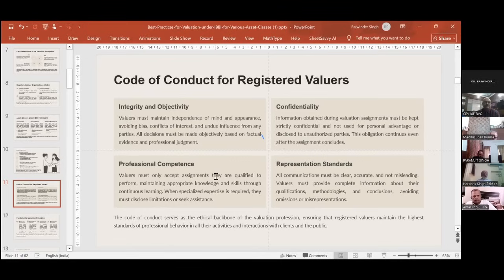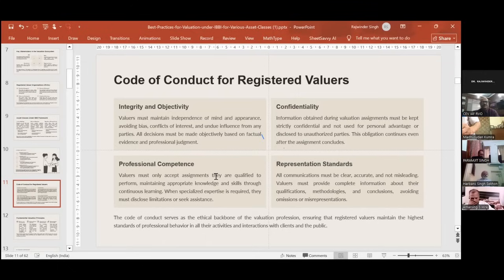And the second thing which the registered valuer must have is confidentiality. So information which you have obtained during your valuation assignment must be kept strictly confidential and not used for personal advantage or disclosed to unauthorized parties. This obligation continues even after the assignment concludes.